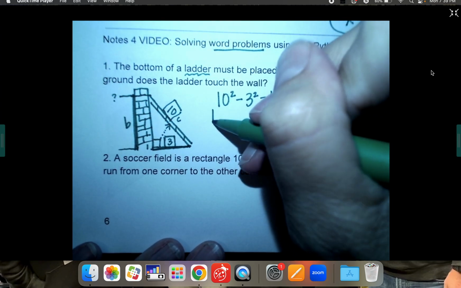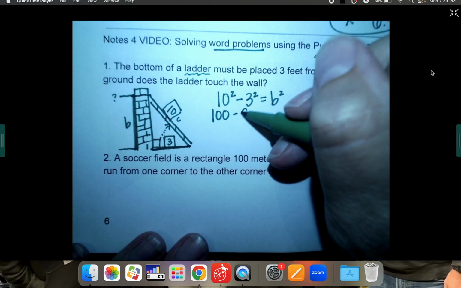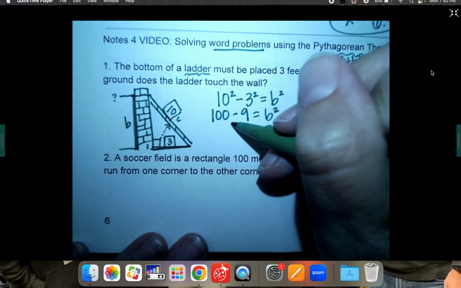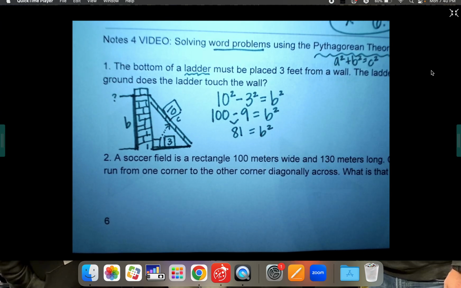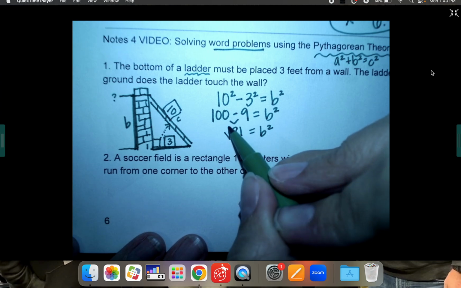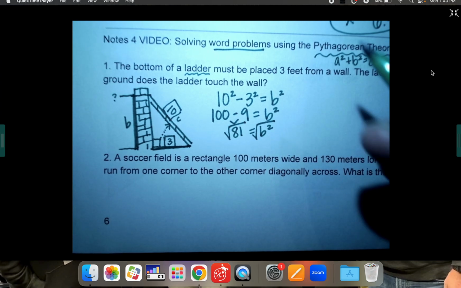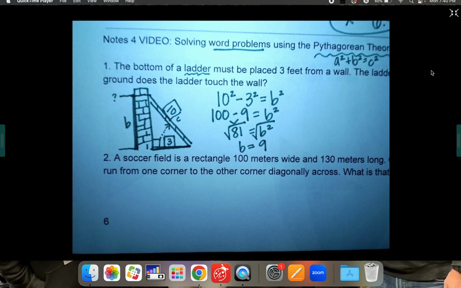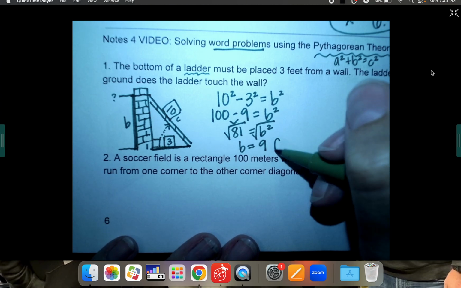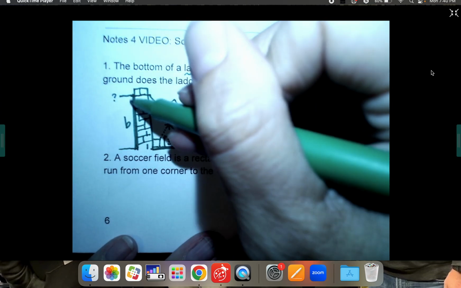So 10 squared is 100. 3 squared is 9. 100 minus 9 is 81, which I really like because that's going to come out evenly. I know that the square root of 81 is 9. But if you're not sure, put it in your calculator and check. 9 times 9 is 81. So 9 feet is the distance from here to here.